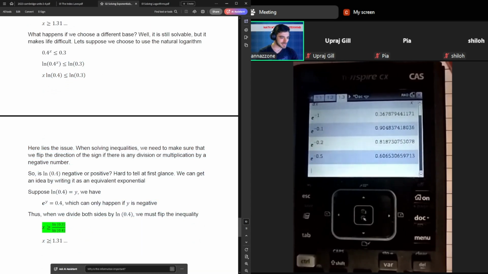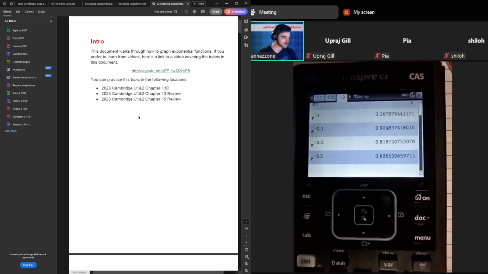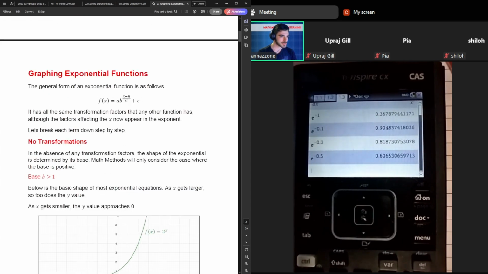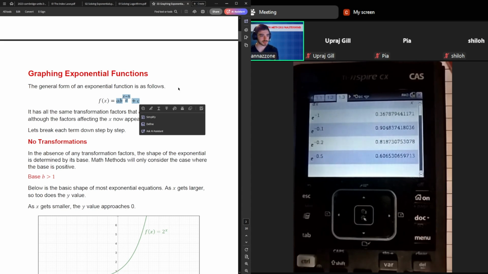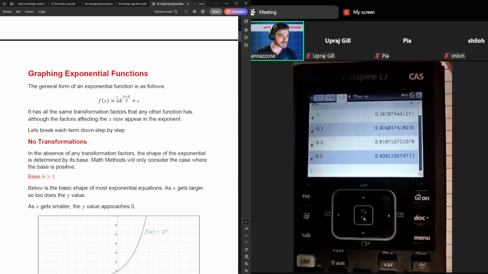Okay, that is solving exponentials. Next up is graphing exponentials. Cool. So the transformed state of an exponential is going to look something like this. Hopefully not nearly as bad as that. I've just shown you all the possible transformation factors there.